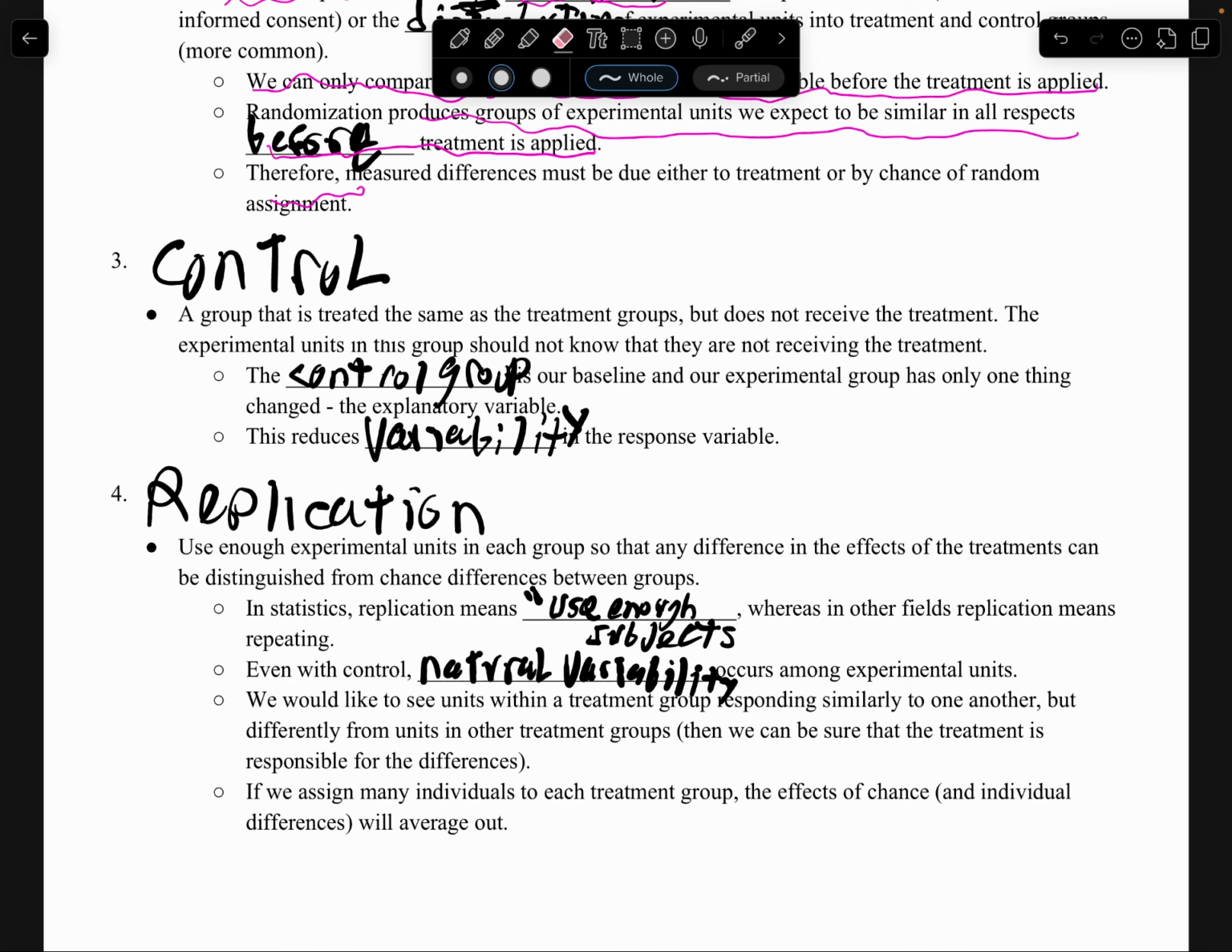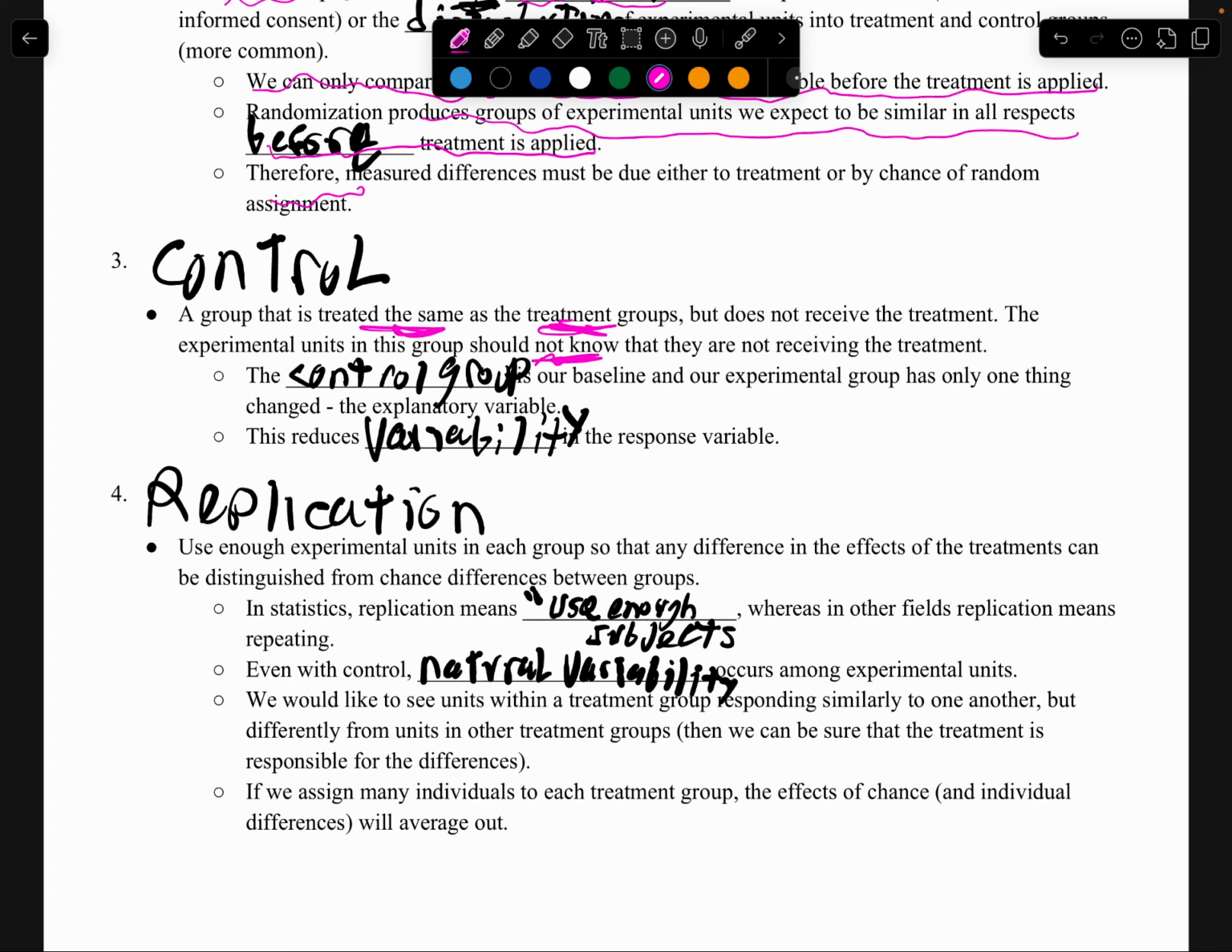Control: there's a control group that's treated the same. This should make some sense. That's treated the same as the treatment group. So the control group has the placebo, the treatment group doesn't, but they don't know it. You didn't tell anybody they're getting any placebos. So you treat them all the same, and the experimental units in this section should not know, like I just said.